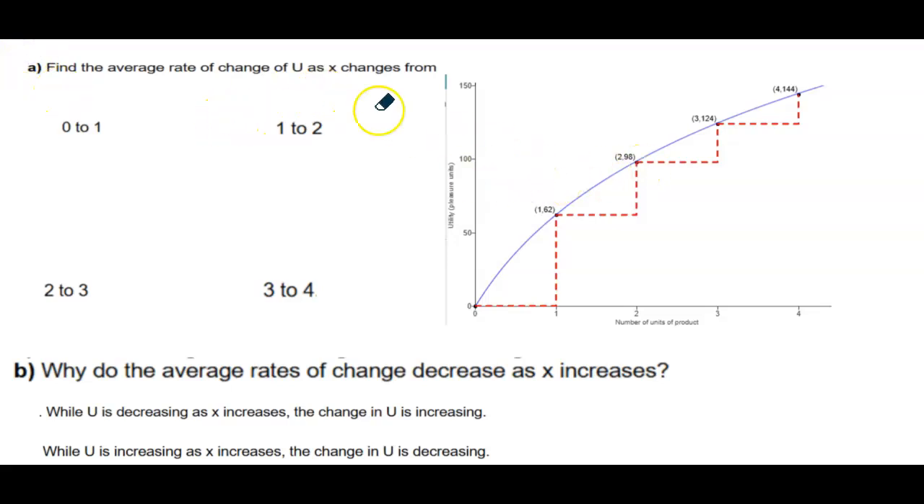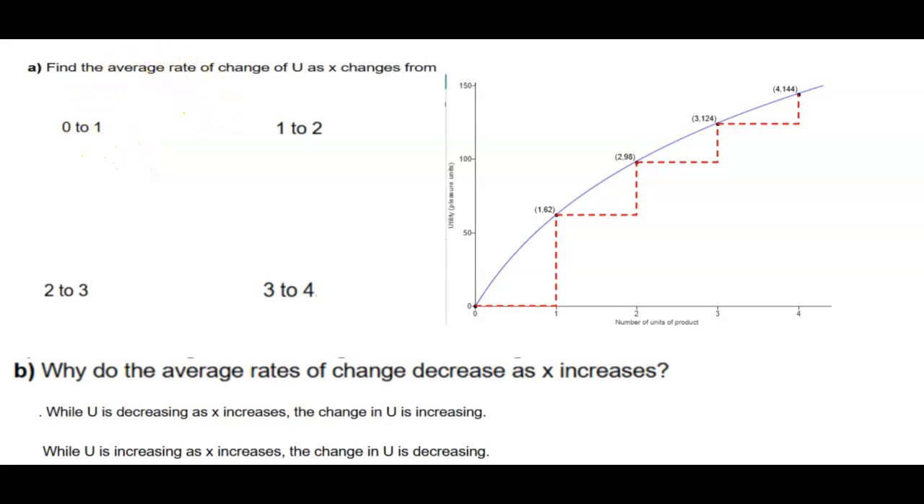This problem gives us a graph and asks us to find the average rate of change in U, which is the vertical axis, utility pleasure units, as the x-axis changes, which we have labeled as the number of units of a product. So this graph is displaying the amount of pleasure or utility that a consumer derives as they consume more and more units of a particular product. You can see as the number of units of product increases that the utility is increasing. However, the rate of increase appears like it's slowing down. And that's essentially what this problem is meant to point to.